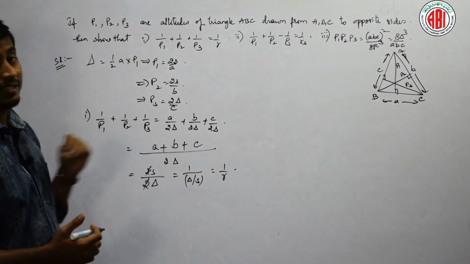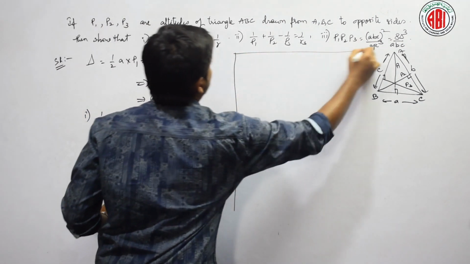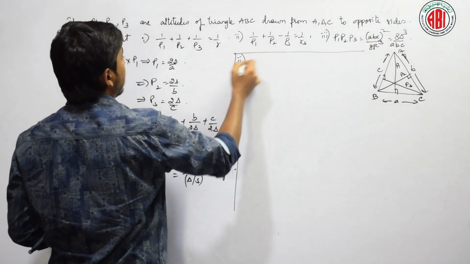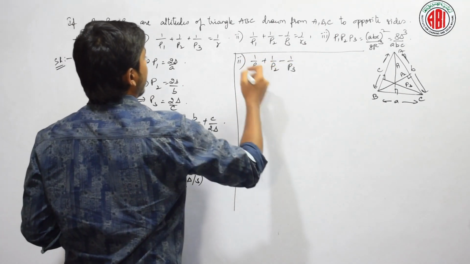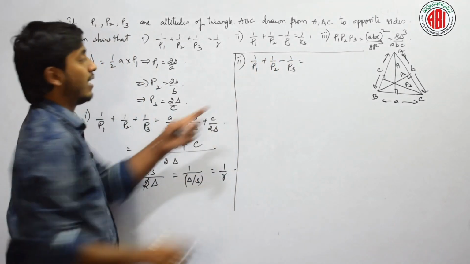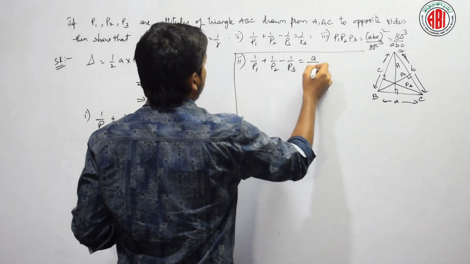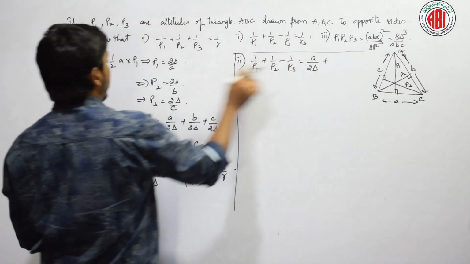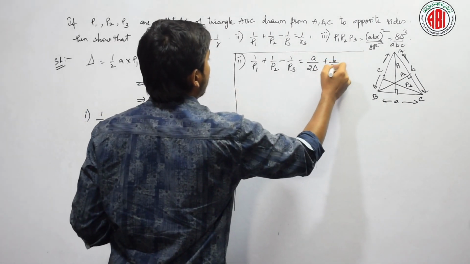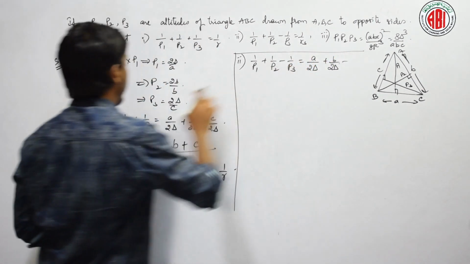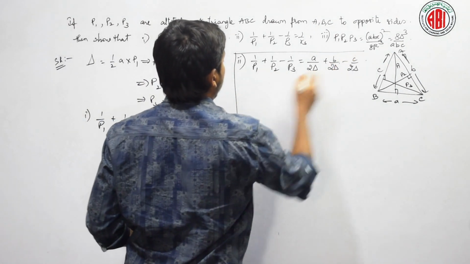Once again I am telling you, this is one of the most important questions of properties of triangles. Second question, 1 by P1 plus 1 by P2 minus 1 by P3. What is 1 by P1? Again reciprocal of P1, that is A by 2 delta. What is 1 by P2? Reciprocal of P2, that is B by 2 delta, minus 1 by P3, that is reciprocal of P3, C by 2 delta.